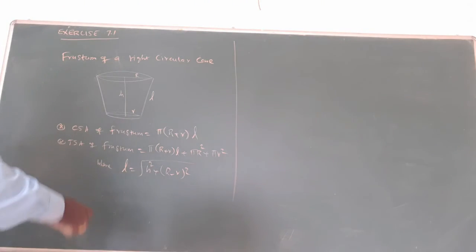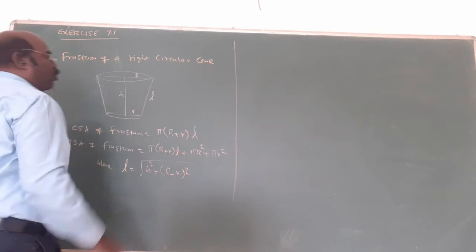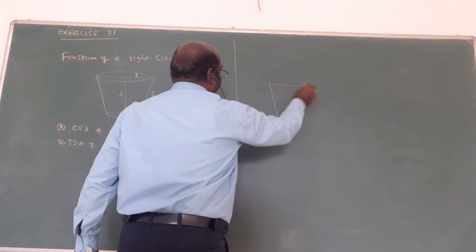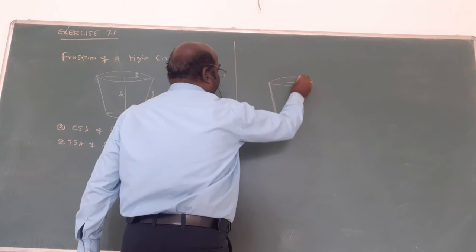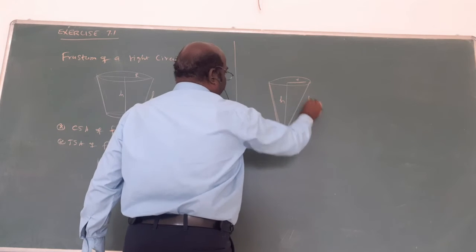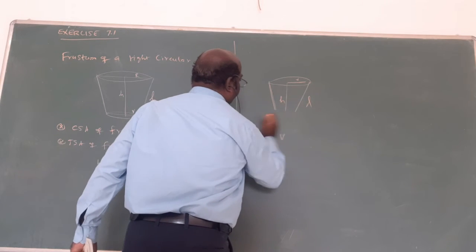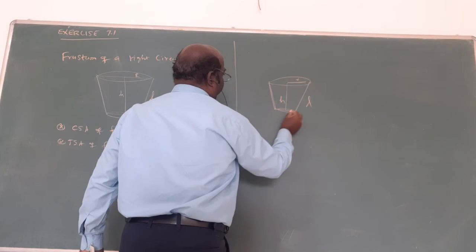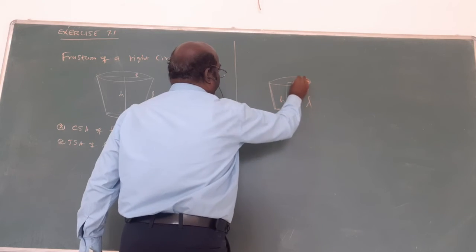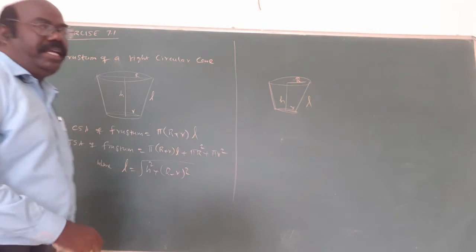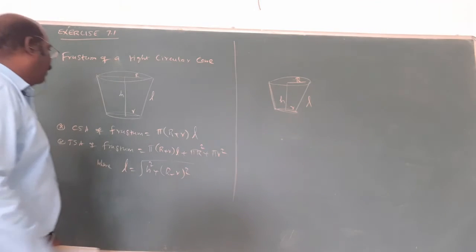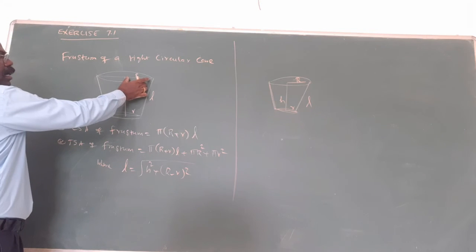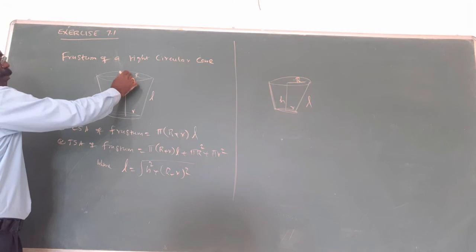Next concept, the frustum of a right circular cone. Actually the frustum comes from a cone. Here the radius R and the height H are there, but this part is cut off. The cone is removed and the below part is the frustum, with the large radius R at the top.